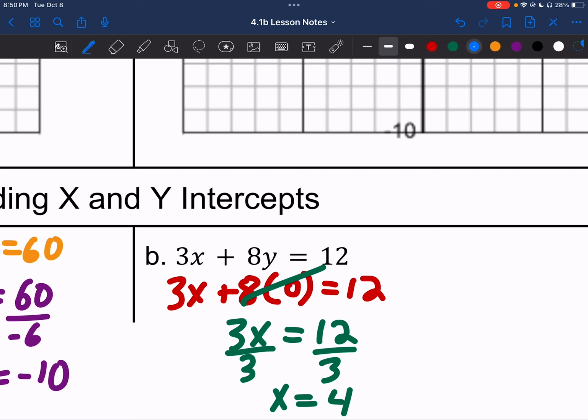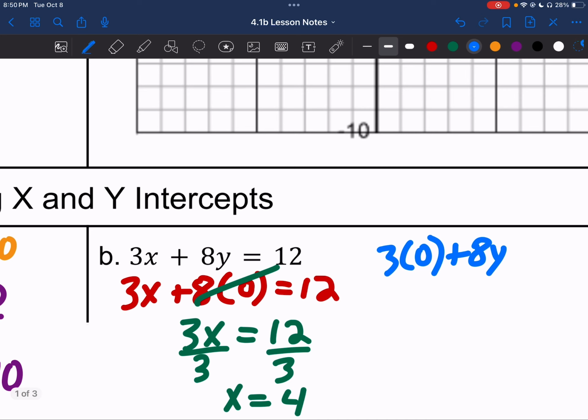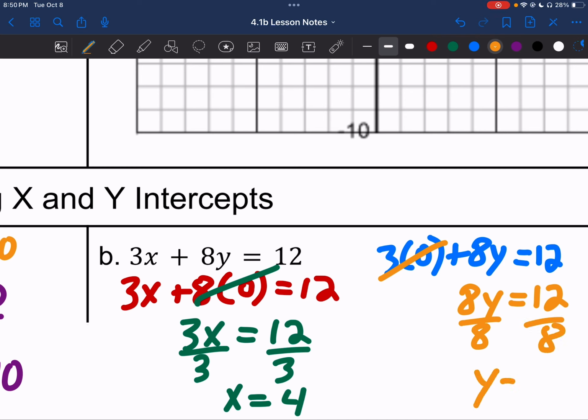To find my y-intercept, I substitute in 0 for x. I have plus 8y is equal to 12. Now, the 3 times 0 cancels out. I'm left with 8y is equal to 12. And now I'm going to divide both sides by 8. And when I simplify 12 over 8, it reduces to 3 over 2. And so my intercepts are x equals 4 and y equals 3/2.